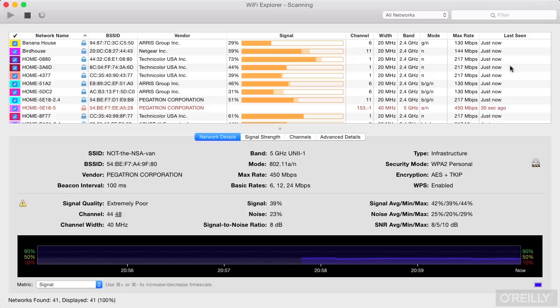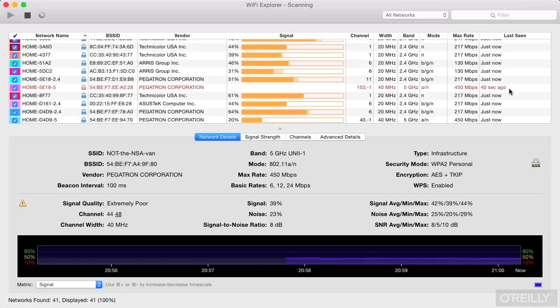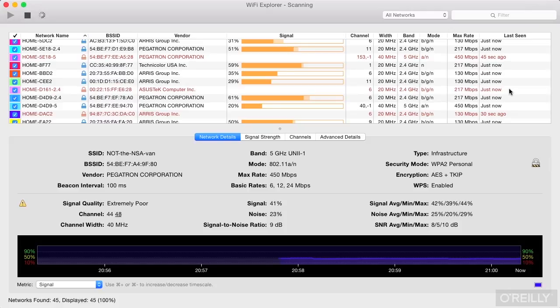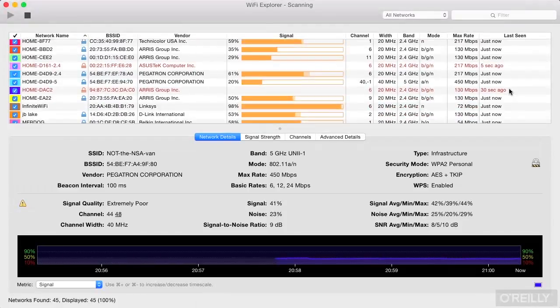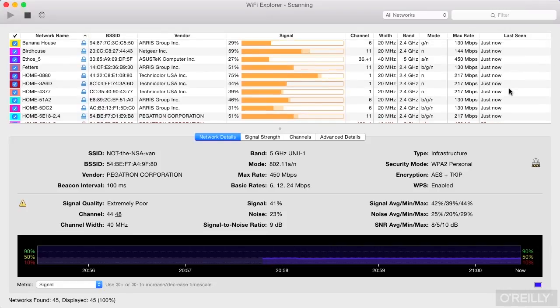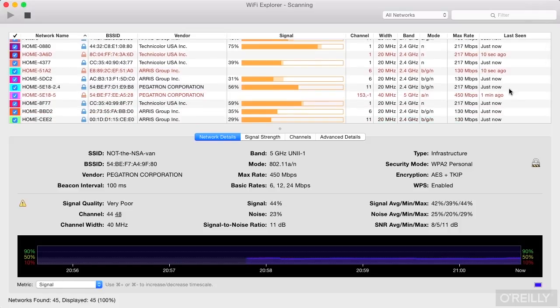Now, the longer you run this, the more you'll see variations, and the last seen dates will actually change as networks come on and offline, unless you've only got a couple of networks and they're just there all of the time. But you may see these, particularly with lower rate networks or ones with a really low signal strength. They may drift in and out as you get the signal and then you lose the signal. So you may see some of those drift in and out.